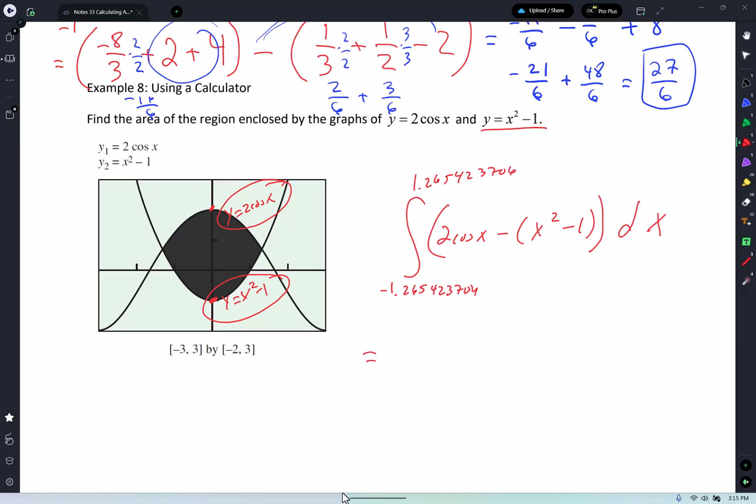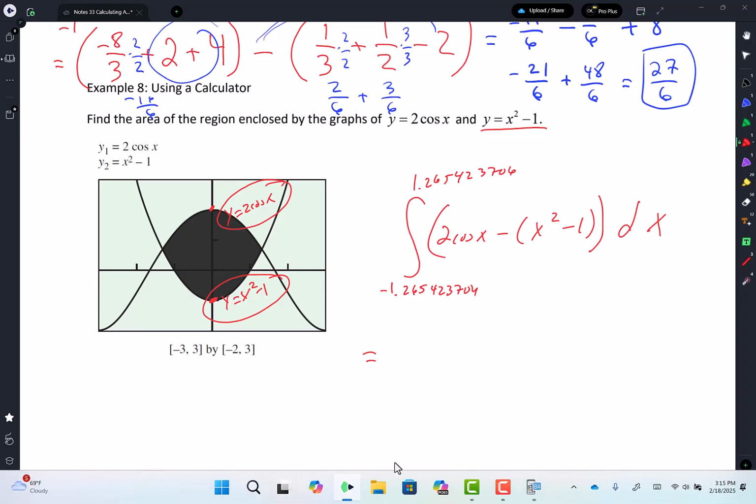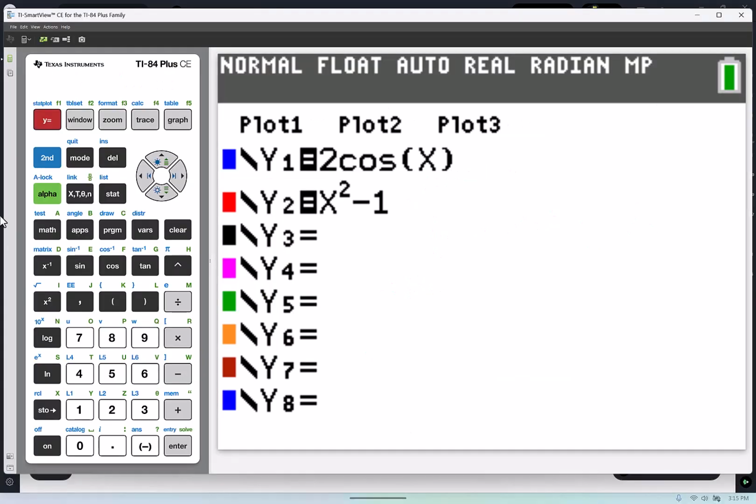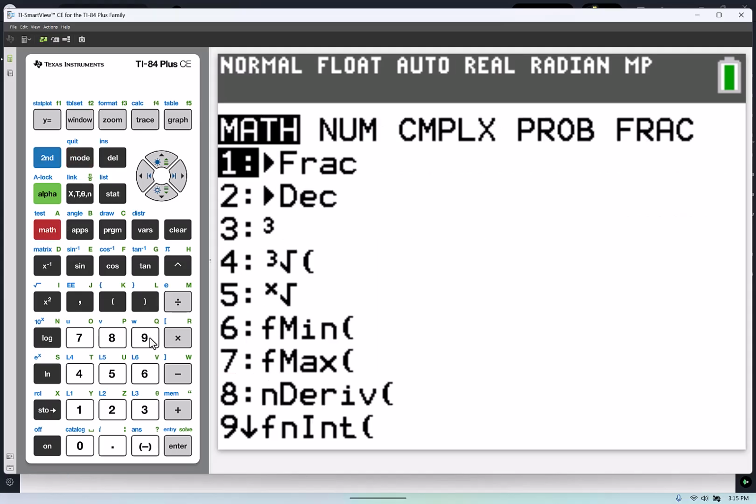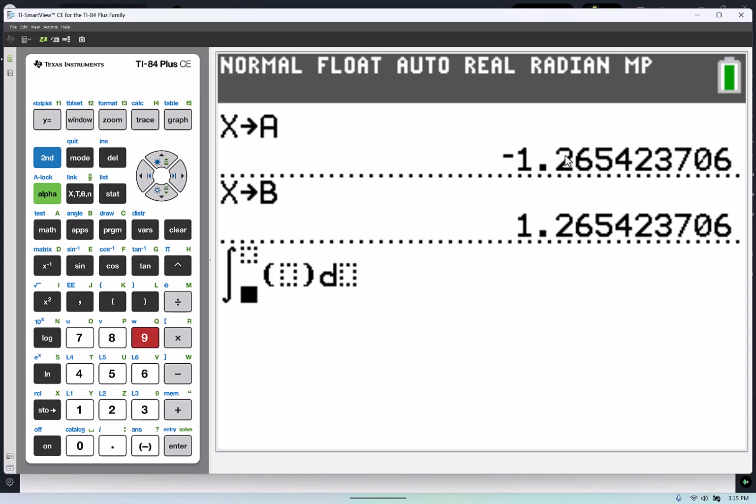Later on we'll show you how to make it prettier, and it doesn't look as pretty. And then here you go. I'm just going to take my calculator, and I'm going to go second quit. I'm going to go to the home screen. I'm going to go like this. Math 9. I'm not going to put that negative 1.265. I'm just going to put A. Look, it looks nice and clean. For the top, I'm going to put B.